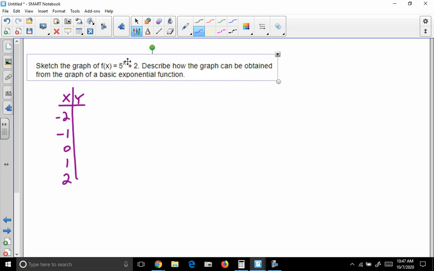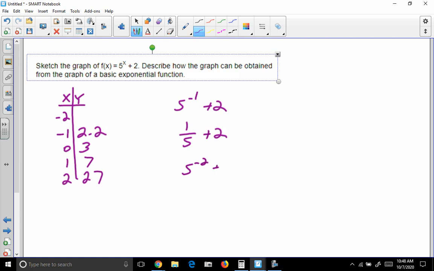If we put a 2 in, 5 to the second is 25 plus 2. If we put a 1 in, 5 to the first is 5 plus 2. 5 to the 0 is 1, plus 3. 5 to the negative 1 is 1 over 5 plus 2. Well, 1/5 as a decimal is 0.2 plus 2, so this would be 2.2.